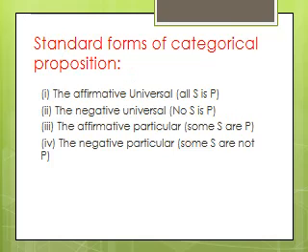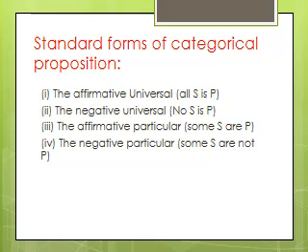They are the affirmative universal, which is of the form all S is P, the negative universal, which is of the form no S is P, the affirmative particular, which is of the form some S are P, and we have the negative particular, which is of the form some S are not P, where S is the subject term, P is the predicate.